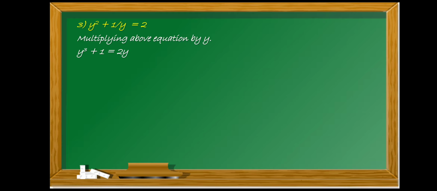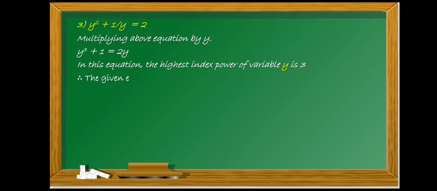Again you can arrange the equation. When you arrange the equation, you will get y cube, and 2y will come to this side, it will become minus 2y plus 1 equal to 0. But it is not a quadratic equation, because in this equation the highest index power of the variable y is 3 and not 2. For that reason the given equation is not a quadratic equation. As it is not a quadratic equation, I have not arranged it further.